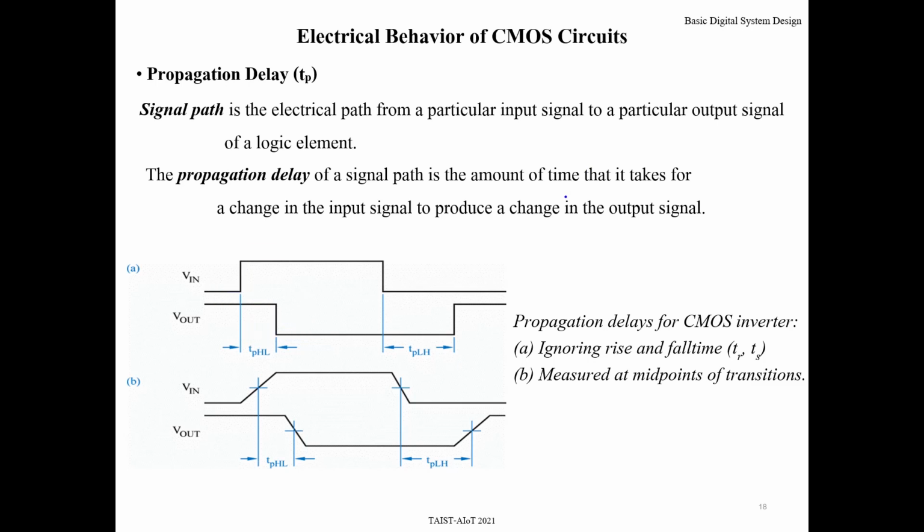Namely, it's like how long the signal takes to go from input to the output. The time it takes when the input changes until the output shows the change at the output terminal, like the signal travels from this point to this point.